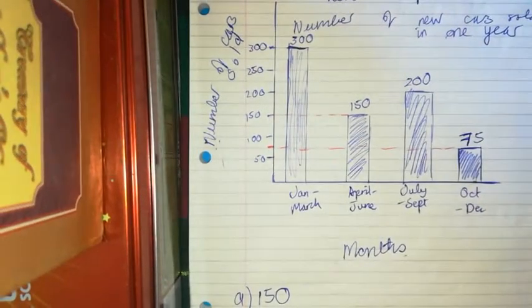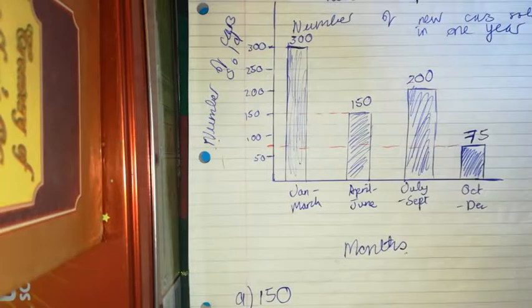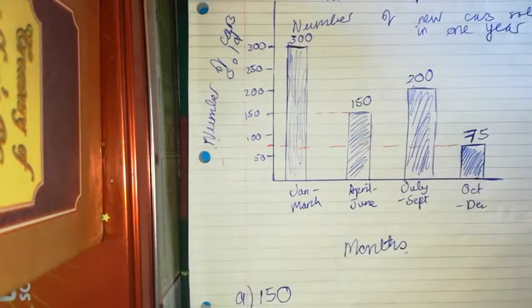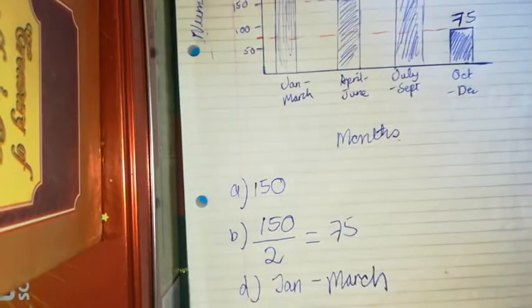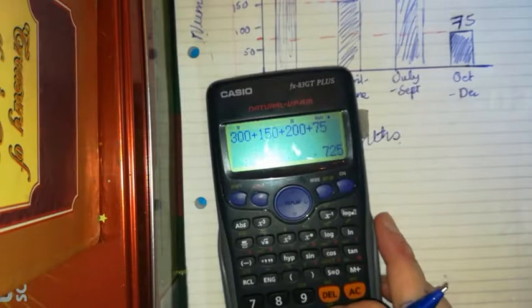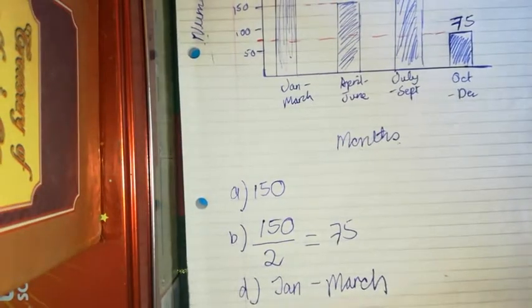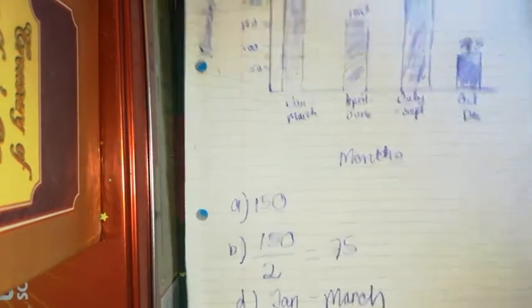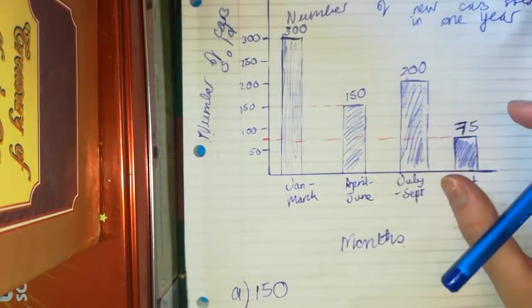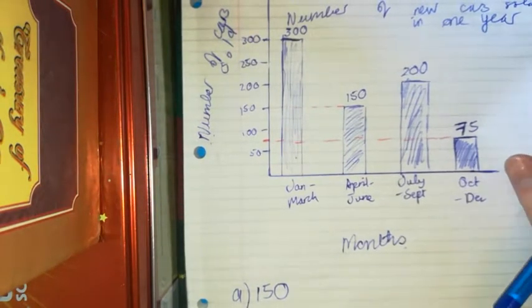So then if I want to get the total number of cars, I have to add them all up. So 300 plus 150, 200 plus 75. When I add them all up on my calculator, I get 725. So the total number of new cars is 725. Next, calculate the average mean number of cars sold per month in the year.